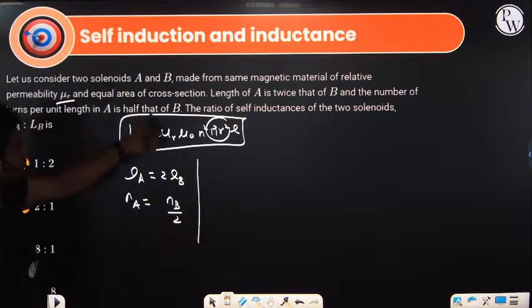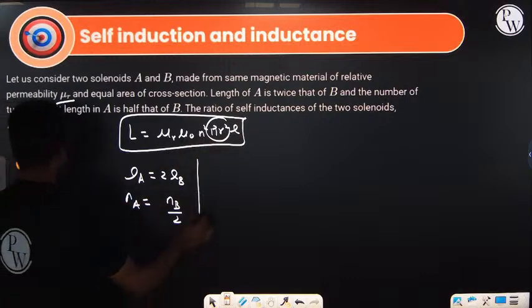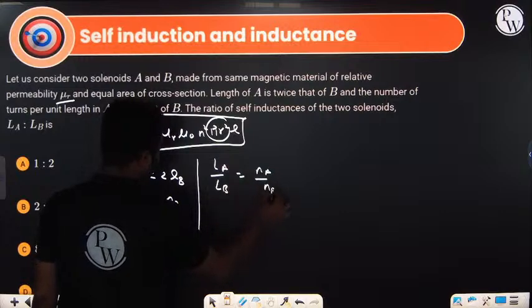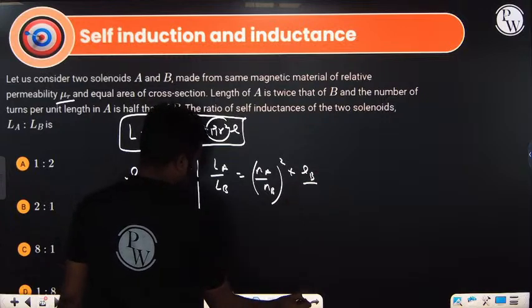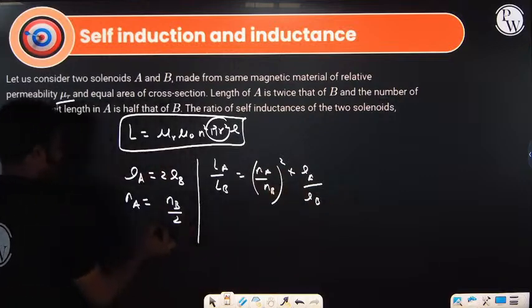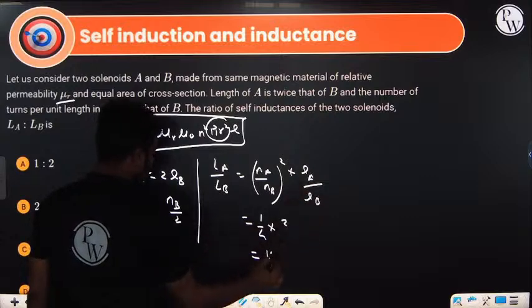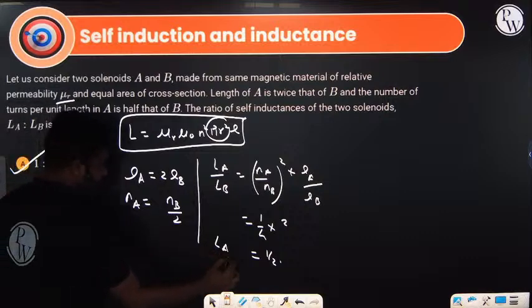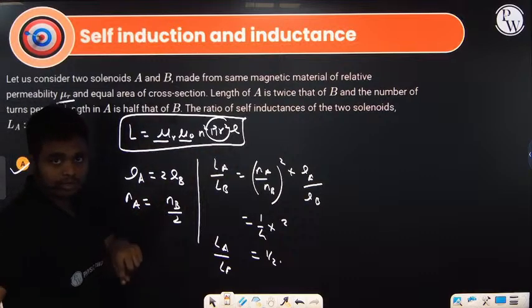So here we have the N square factor and the L factor. The ratio LA by LB is equal to NA by NB whole square into the length ratio, since both are directly proportional. NA by NB is 1 by 2, so that gives 1 by 4, but the length ratio is 2 times. So the answer is 1 by 2, the ratio will be 1:2. Because they have the same material, mu r is the same, mu naught is the same, and pi r square, the area of cross section, is the same.